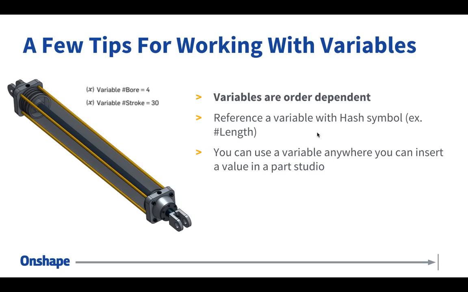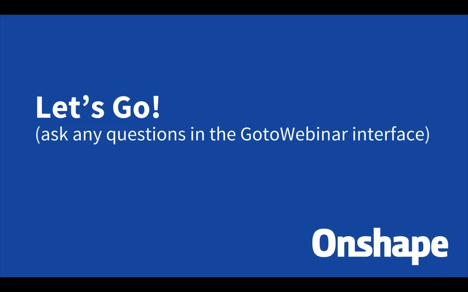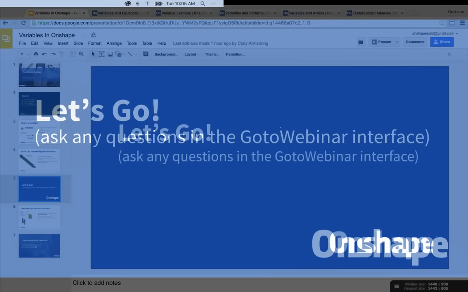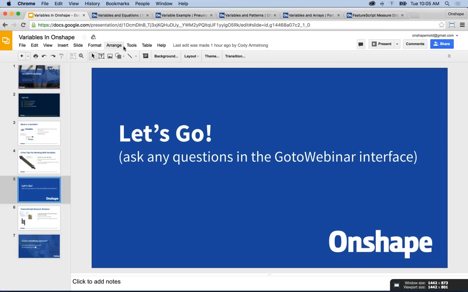It is not yet supported at the assembly level. I'm going to go over that in just a bit, but that is one limitation as of today. You cannot insert or reference any variable at the assembly level. So these are just a few tips for working with variables. Let's jump right into Onshape and get started with creating them. Now, as I mentioned before, I want to start really basic and essentially show you how to create a variable and then reference it.